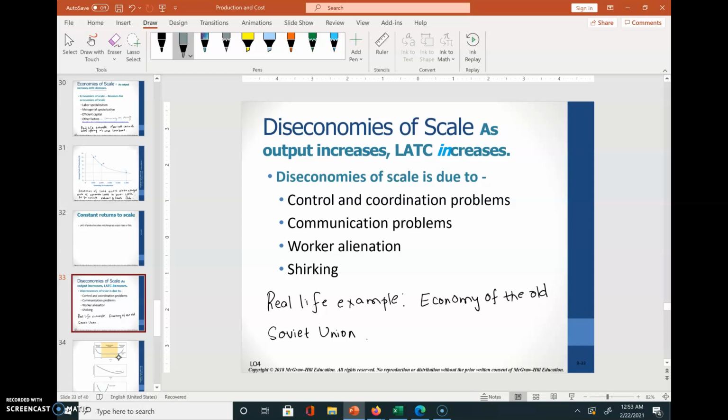Real life example, the economy of the old Soviet Union is a classic example of diseconomies of scale.